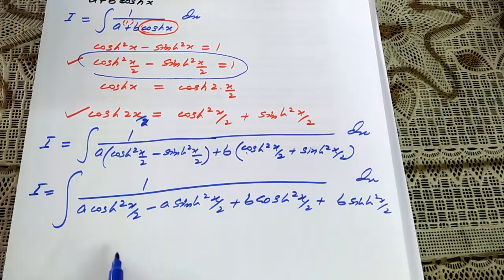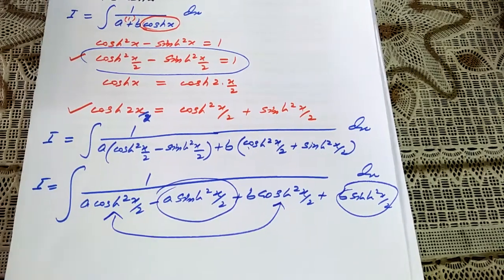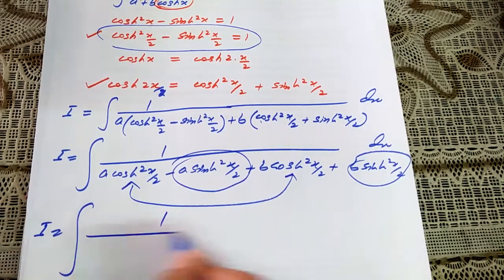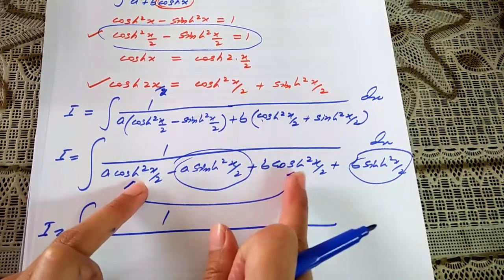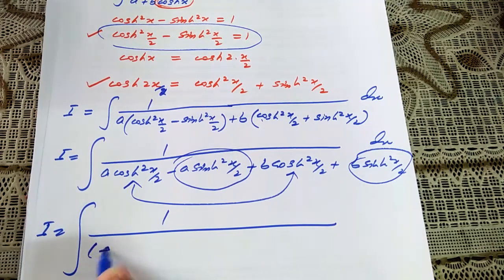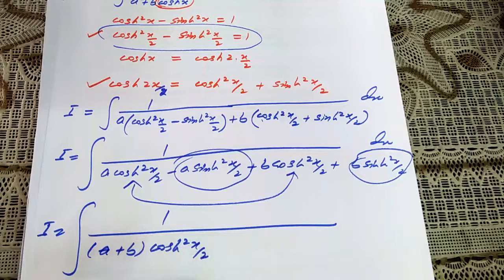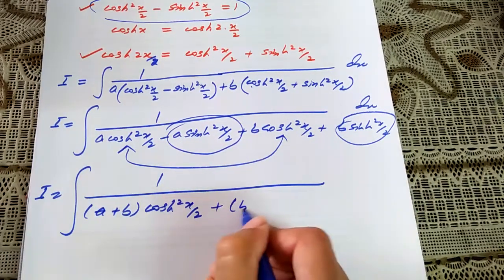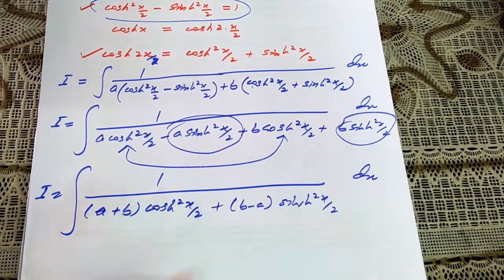I am combining the sine terms and the cosine terms. So it will become I is equal to the integration of 1 over. Now I am taking cosh squared x by 2 common from here. Inside I will get a plus b. So it will be a plus b times cosh squared x by 2 plus here I will get b minus a sinh squared x by 2 and here dx.